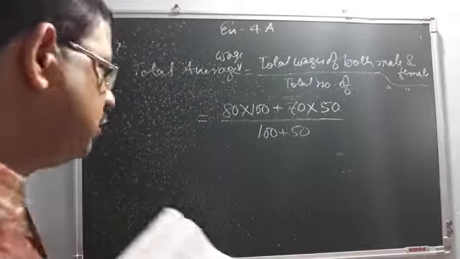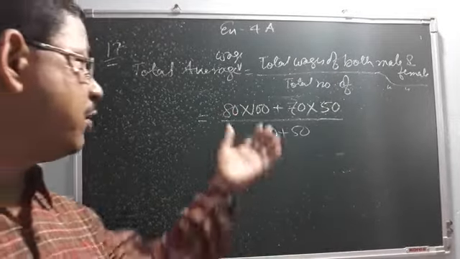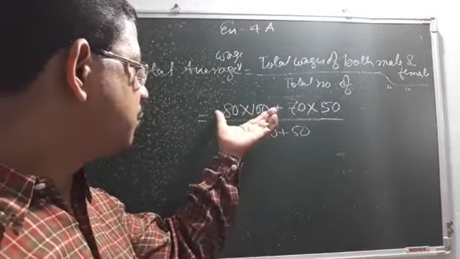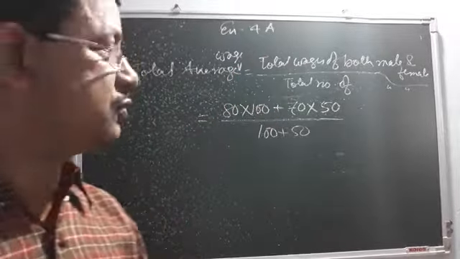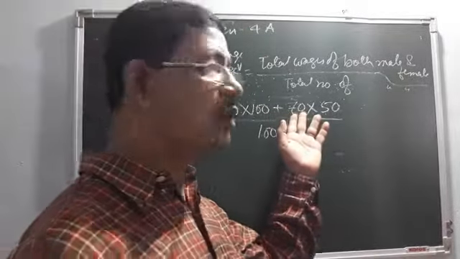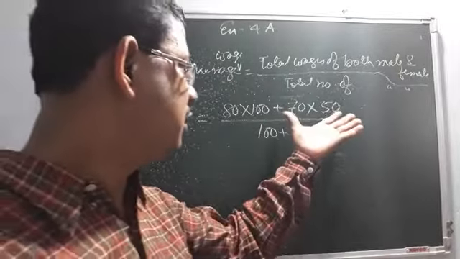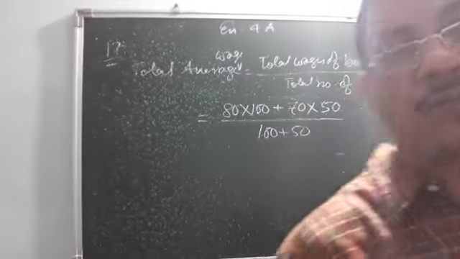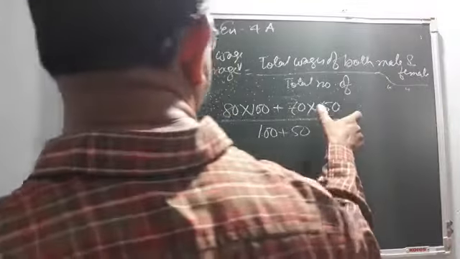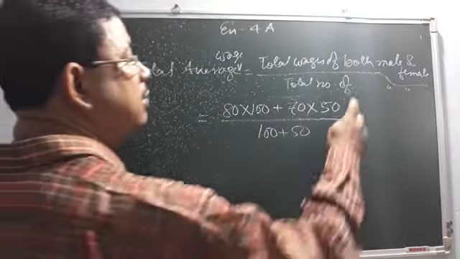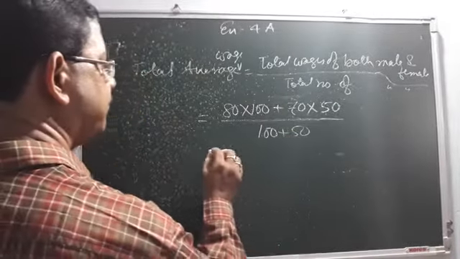So how will it be? I repeat: the average of male is 80, the number of male is 100, so the product 80 into 100 is the wages given to the male workers. The average wage of female workers is 70 and the number of female workers is 50. These two products give the total wages given to the female workers. If we add these, it is the total wages divided by the total number of male and female workers. Male is 100, female is 50.